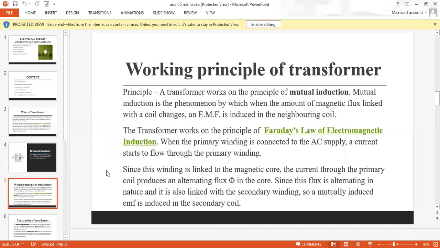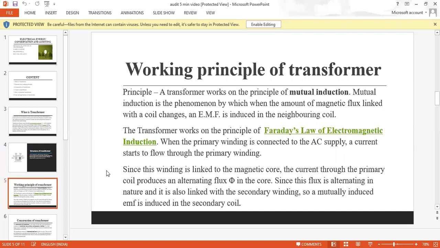The working principle of the transformer. A transformer works on the principle of mutual induction. Mutual induction is the phenomenon by which, when the amount of magnetic flux linked with a coil changes, an EMF is induced in the neighboring coil. The transformer works on the principle of Faraday's law of electromagnetic induction.